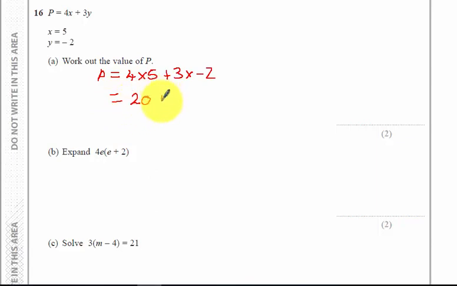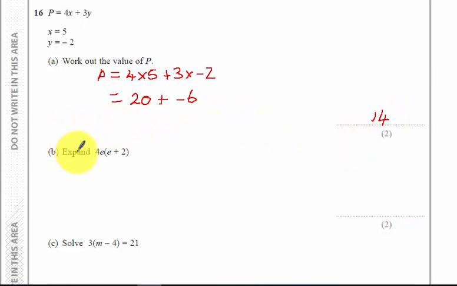Remember, because of BIDMAS and the order of operations, we do multiplication before the addition. 3 times -2 is -6. 20 plus -6 gives 14.